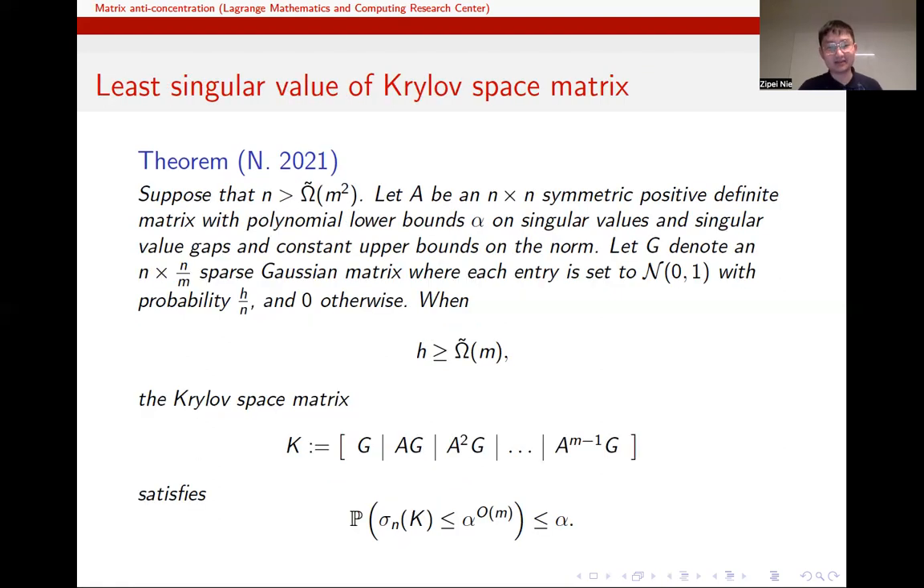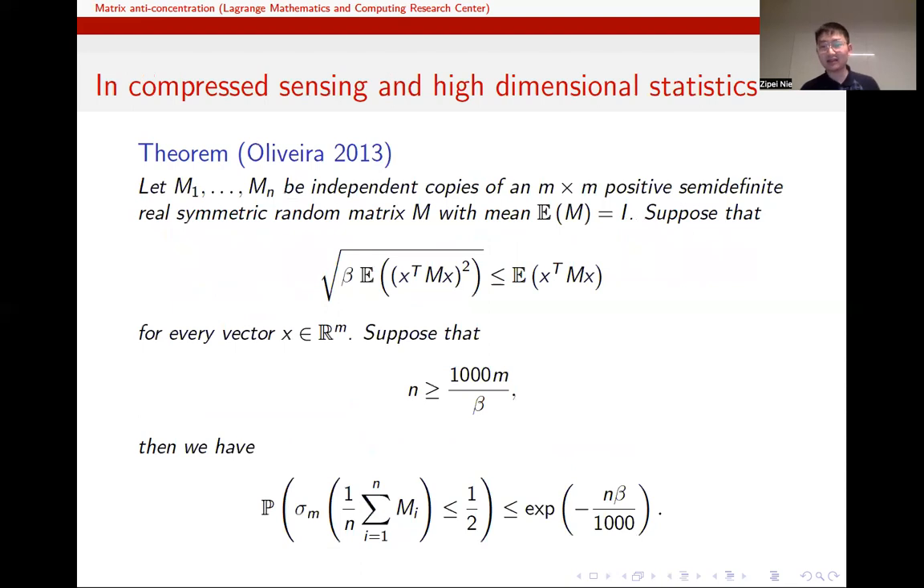It's very exciting to see that random matrix theory can be used to improve the worst case complexity of some important algorithm, other than, say, smoothed complexity of some algorithms. The matrix anti-concentration is also important in compressed sensing and high-dimensional statistics.